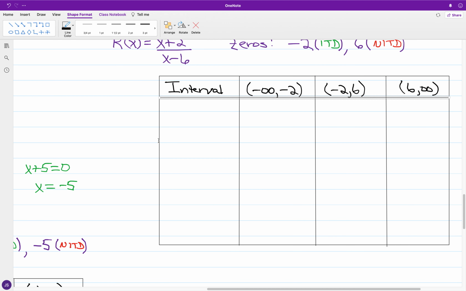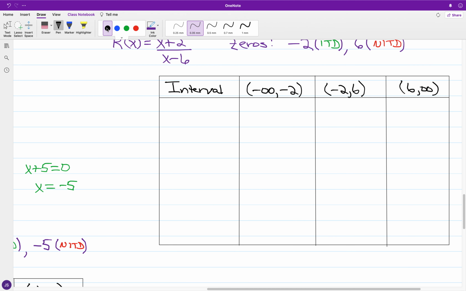Okay, now for the test values, again, we have in the first of the groups, okay, so for any input less than -2, we can go with -3 as a possible choice. And between -2 and 6, okay, 0 is a possible choice, and anything greater than 6, we'll just go with the number 7.